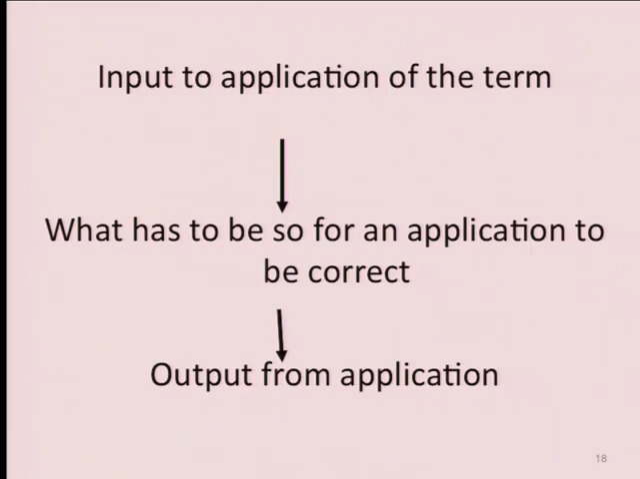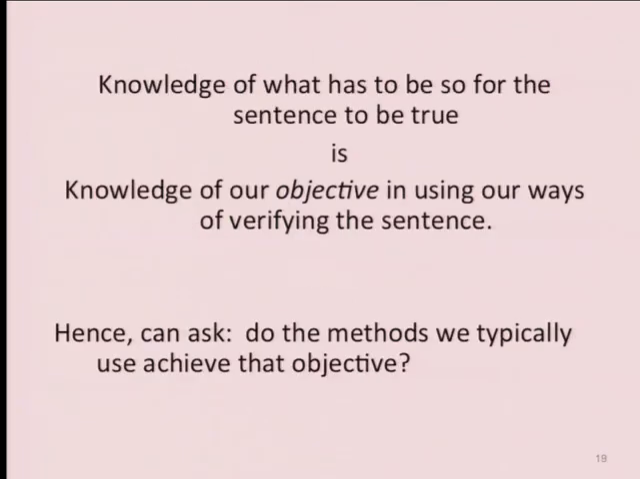You've got your perceptual input or rules of inference or whatever it is, input to applying the term, to saying this is round or this is square or whatever it is. There's your output from the application, but the bit in the middle is trying to say what your objective is in using the sign. I think in general, knowledge of what has to be so for a sentence to be true is knowledge of your objective in using your ways of verifying the sentence, and when you draw implications from the sentence, it's what you were doing. So that's how skeptical questioning is possible.